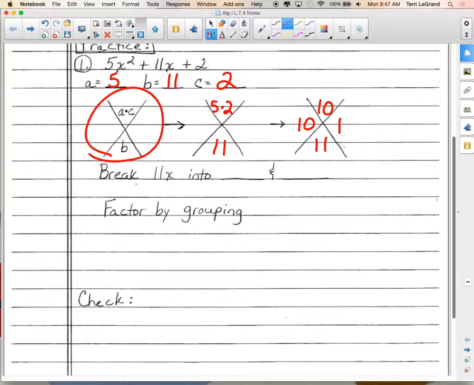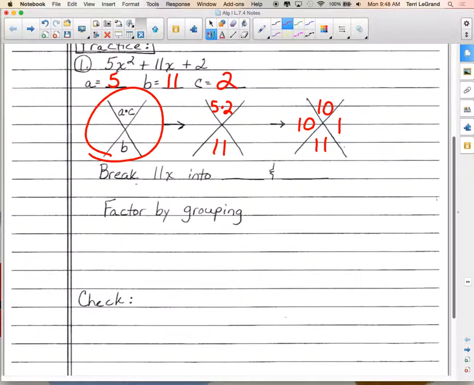Okay. Now, here's the difference today. If this was when a is equal to 1, we would have said, okay, our factors are x plus 10 times x plus 1. Would x plus 10 times x plus 1 multiply back to 5x squared plus 11x plus 2? No, because first of all, they both start with x. What's x times x? X squared. That's not 5x squared. So don't make the mistake of thinking that now you're ready to set up the factors.